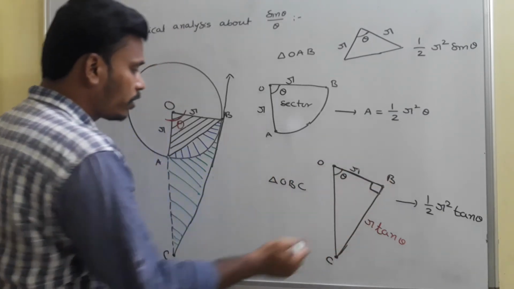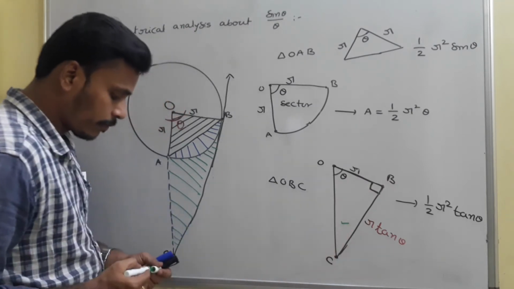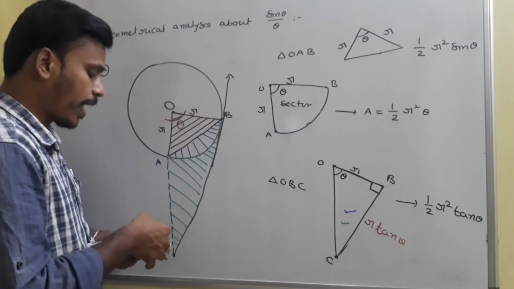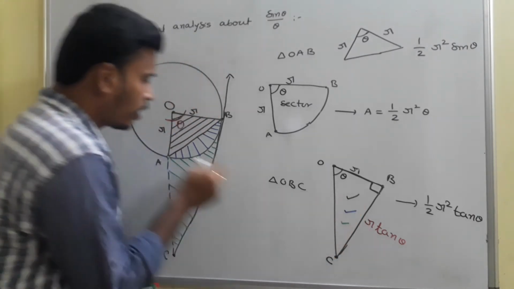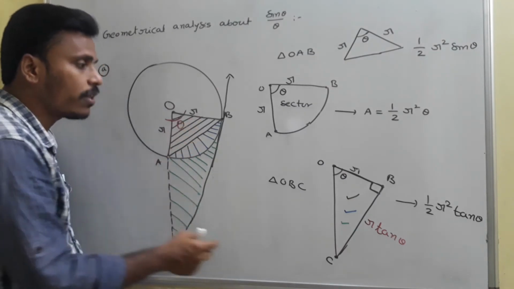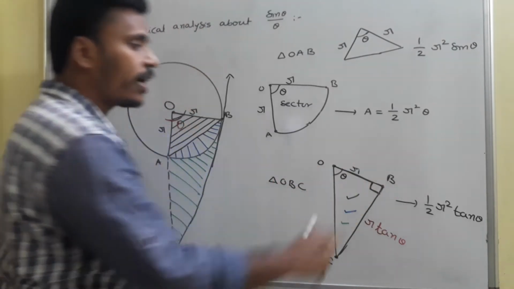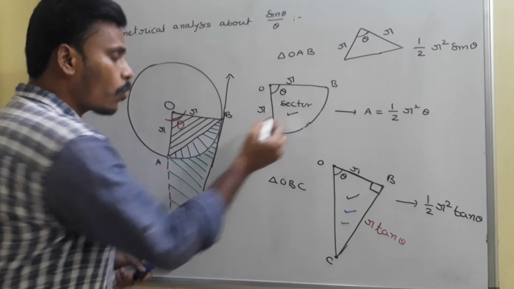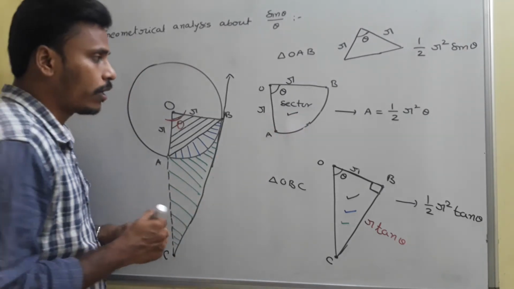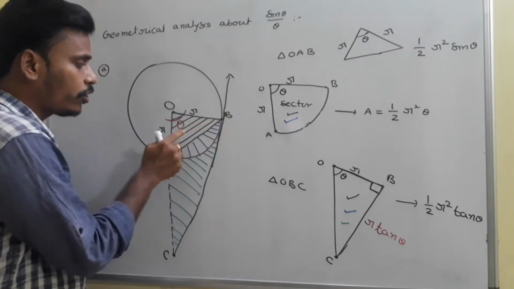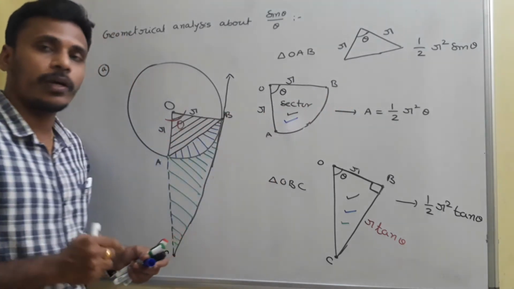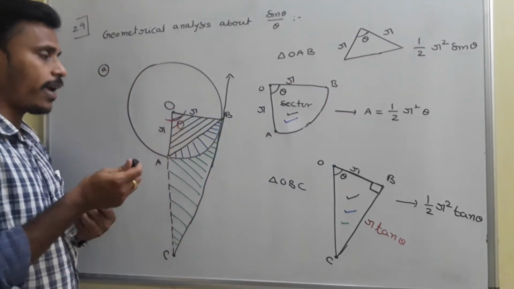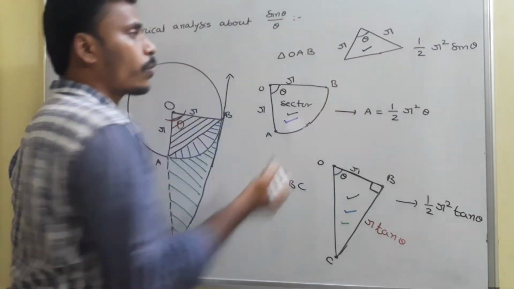See, in this triangle OBC, you need to take the green color part, and you need to take the blue color part, as well as the black color part. All these three regions, black, blue and green, together make this triangle, and its area is half r square tan theta. Whereas if you think about the sector, you need to consider only the black color and the blue color, and that area is half r square theta. Whereas the area of this triangle is only the black color, and that area is half r square sin theta.